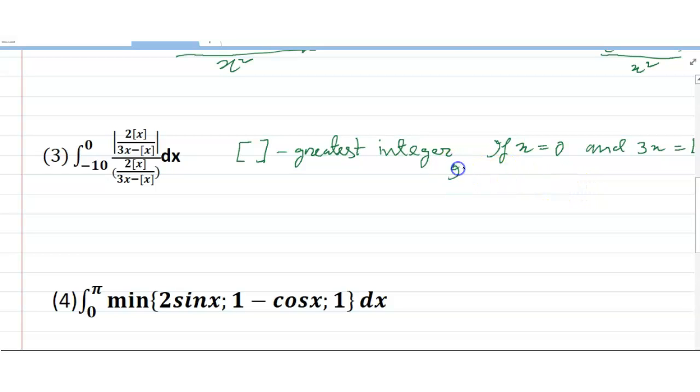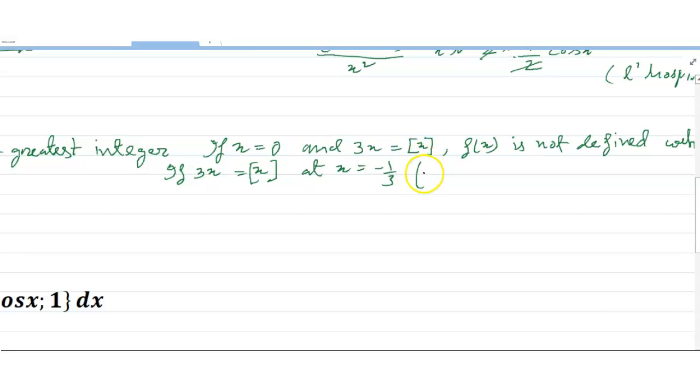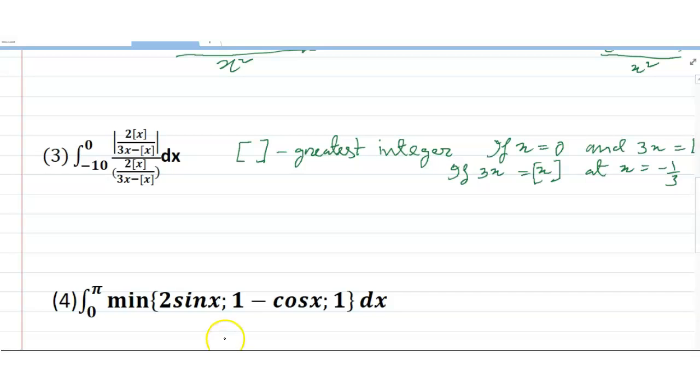And if 3x is equal to box x, then at x equal to minus 1 by 3, where the interval is minus 10 to 0. Now two cases will arise. One case is minus 10 to minus 1 by 3, and another case is minus 1 by 3 to 0.